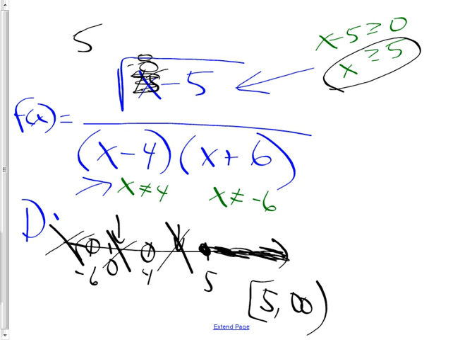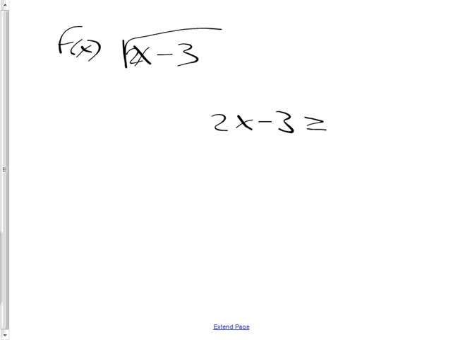Okay, so key steps. When you see a problem like this, it's got a square root in it. Take whatever's underneath it and set 2x minus 3 greater than or equal to 0. Solve it. Make a number line. If you ever have one that's got a denominator, make sure that that denominator can never be 0.